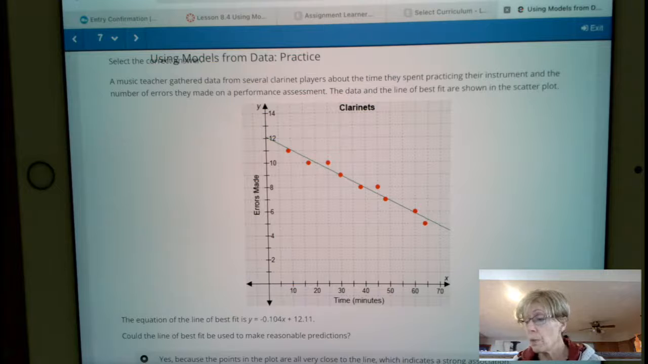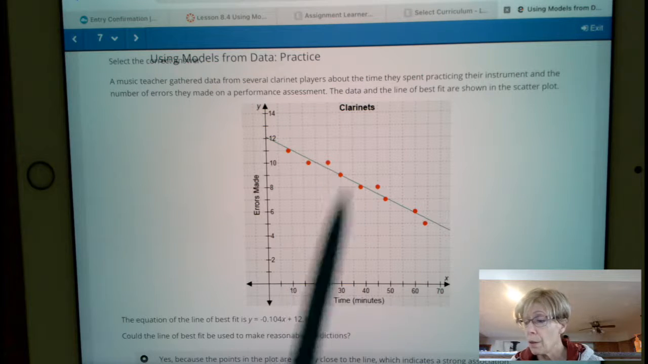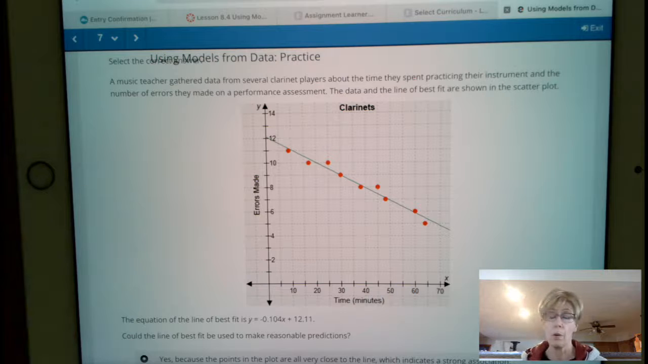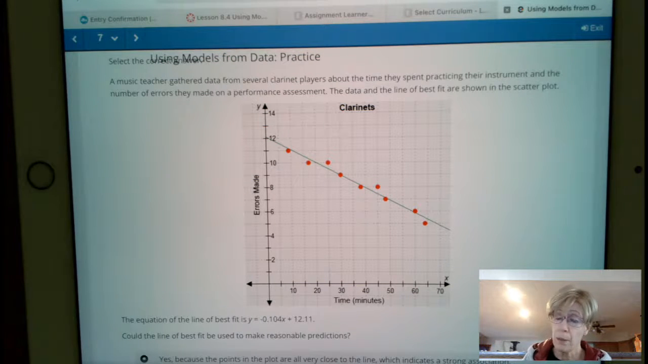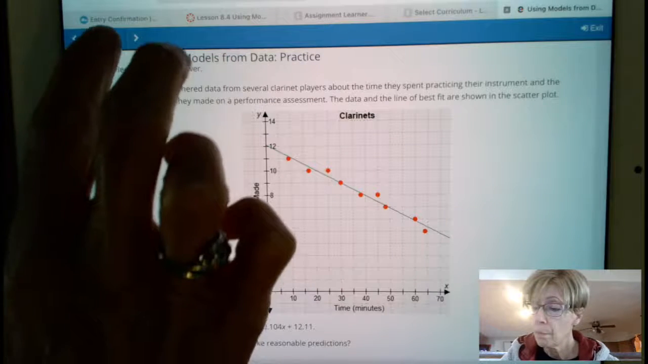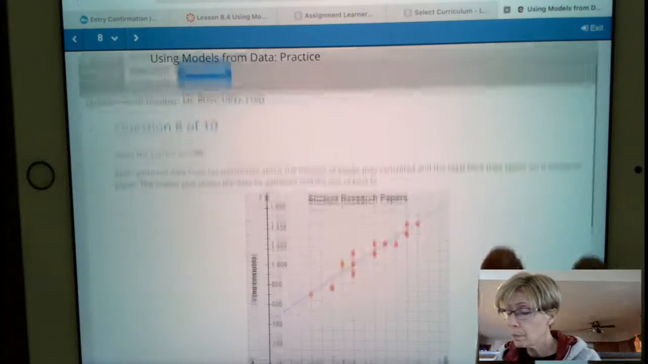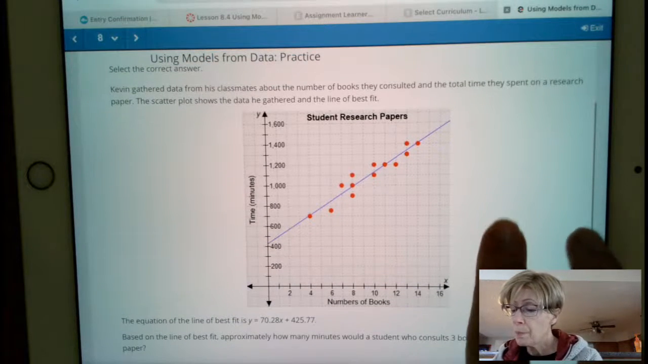Identify what we need to figure out the answer. The next one. Select the correct answer. Kevin gathered data from his classmates about the number of books they consulted and the total time they spent on a research paper. The scatter plot shows the data he gathered and the line of best fit. The equation of the line of best fit is y equals 70.28x plus 425.77. What would a student who consults 3 books spend on a research paper?